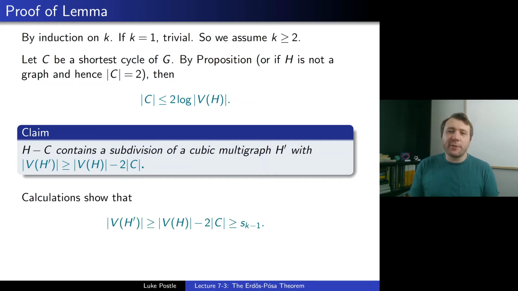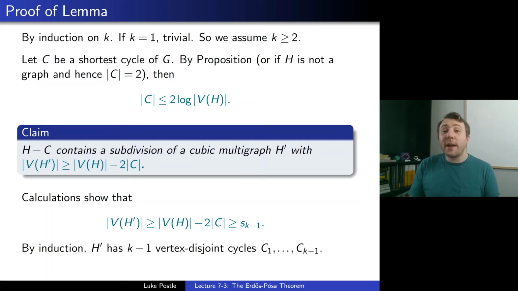How do we do this? Well, again, here's where I'd refer you to Diestel, but the calculations show that |V(H′)|, which we know by the claim is at least |V(H)| minus 2|C|, you can run through those numbers and show that it is at least s_k minus 1. So that's the point of setting up all those numbers. Basically, we're subtracting 2 log |V(H)|, and the worst case would be when |V(H)| is actually s_k, and if you go through those numbers, it'll show that it's at least s_k minus 1.